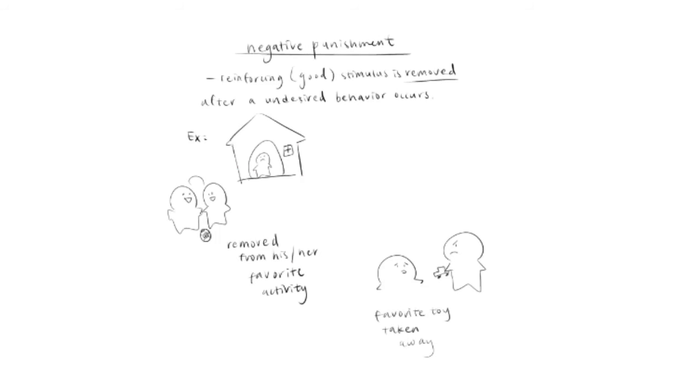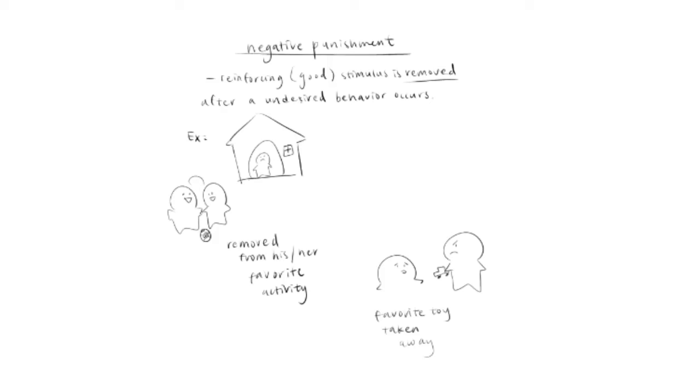The next type of operant conditioning is negative punishment. Negative punishment is defined by reinforcing good stimulus is removed after an undesirable behavior occurs. For example, a child is removed from his or her favorite activity after he or she gets into a fight. In this case, the good stimulus or his favorite activity is removed after the undesired behavior of fighting occurs. Another example is when a child's toy is taken away from him after he did not do his homework.